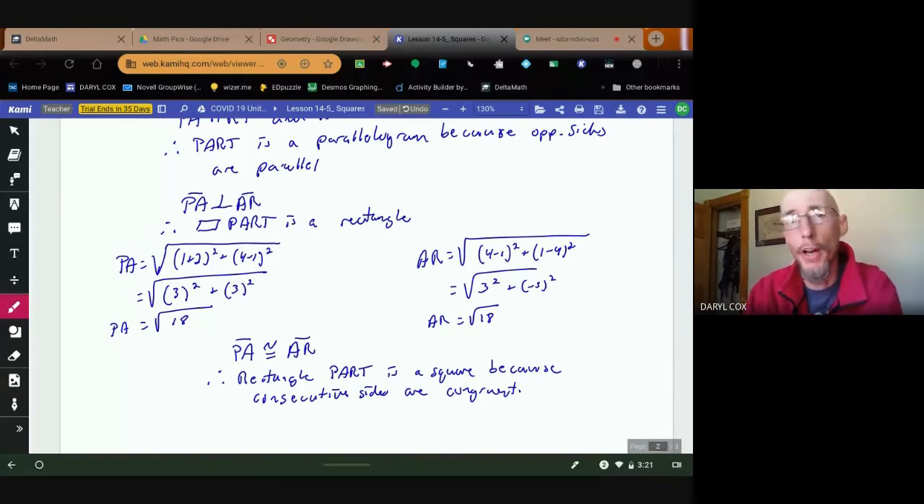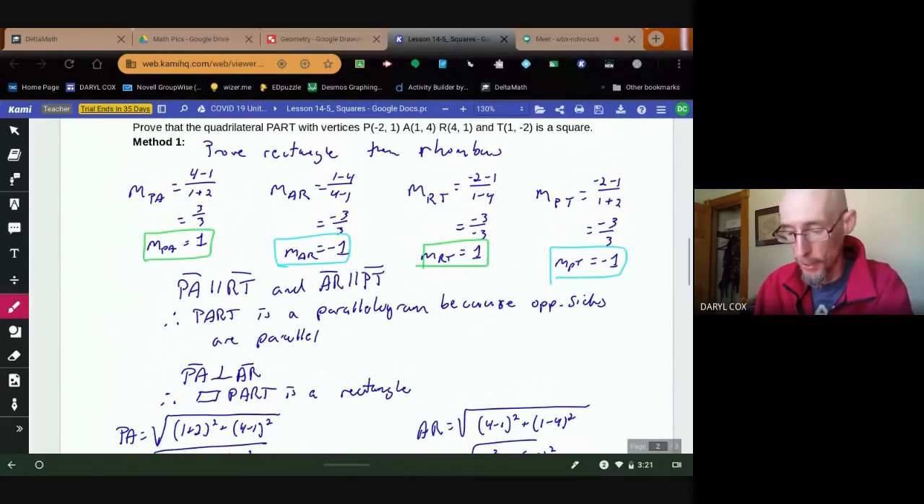Okay, out of curiosity, let's just get this real quick. If I wanted to use the slopes of diagonals to prove that this is a rectangle, what are the diagonals? Your diagonals should be PR and AT. So that's why we can't use these slopes here. None of these slopes tell me anything about the diagonals. So if I wanted to find the slopes of the diagonals, I'd have to use PR and AT. Okay, just keep that in mind. So that's method one, prove it's a rectangle, then the rhombus.